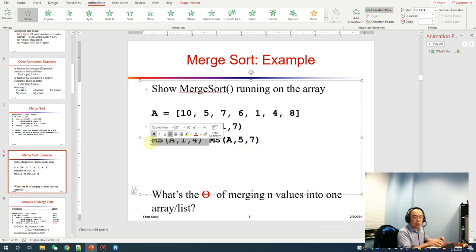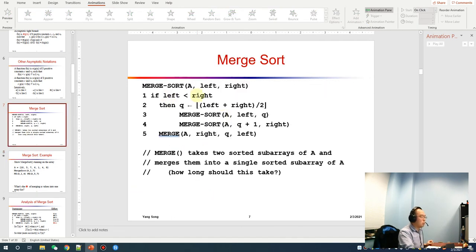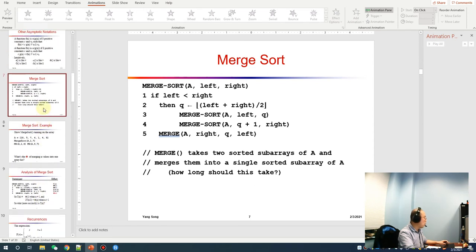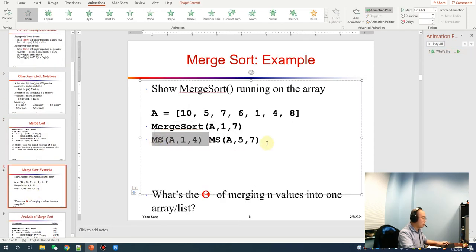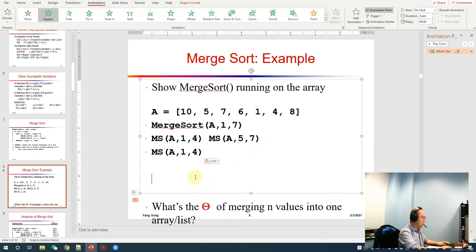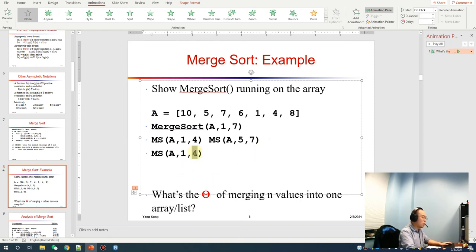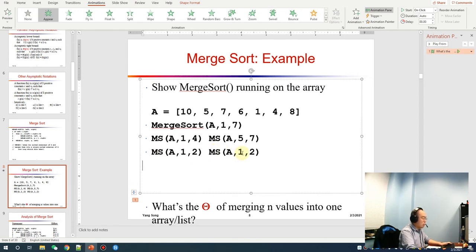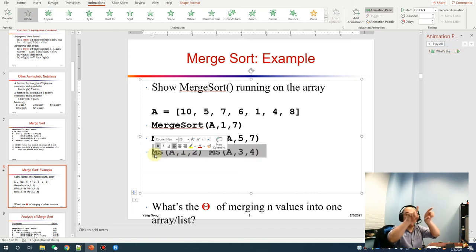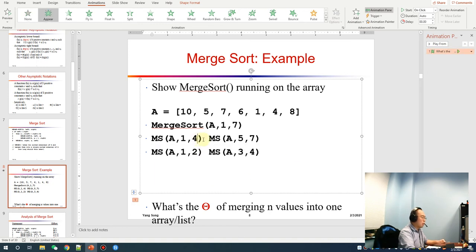And if I want to do a split again, because the left is 1 and the right is 4 in this case, the left is still smaller than the right, so a further split. And after that, we should have 1, 2, 2. And then another one, merge sort 3 to 4. So those two will be a further split for this one, right?